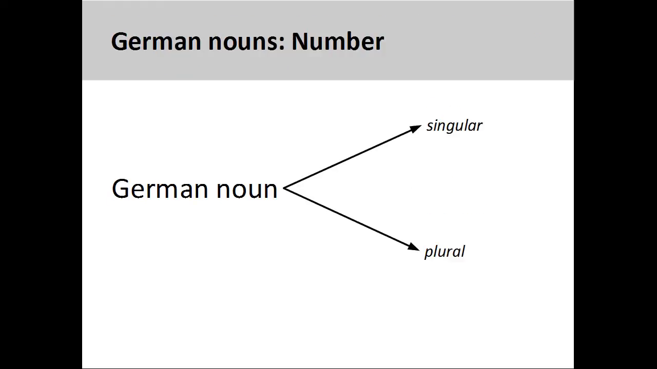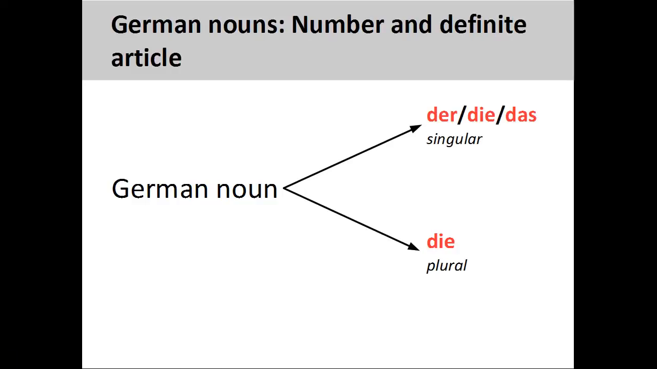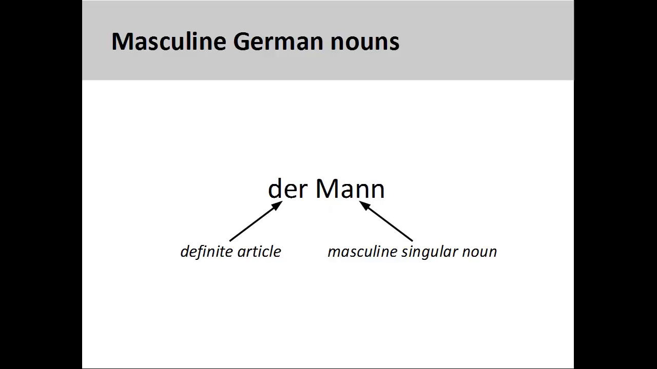German nouns can either be singular or plural. Unlike singular nouns, plural nouns manifest no gender. The only definite article for plural nouns is die. The German noun Mann, man, has a masculine grammatical gender, so its definite article is der. In this case, the grammatical gender agrees with the biological gender of the noun. It is also important to note that all German nouns are capitalized.